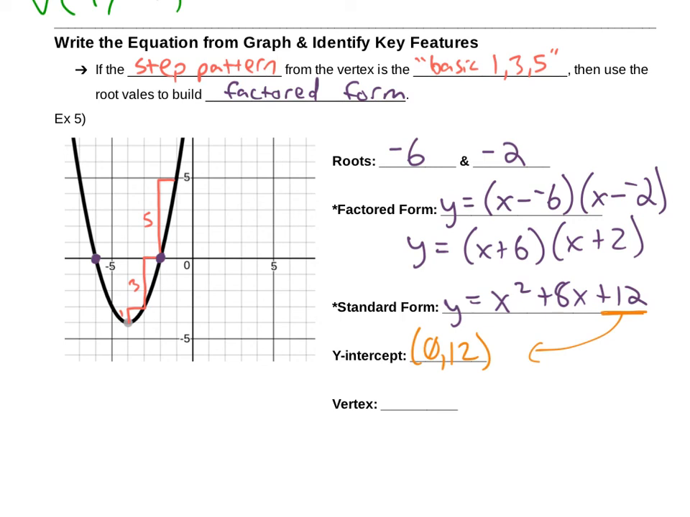And the last thing we can identify is the vertex straight from the graph. No equations or formulas to use. Just identify that coordinate right there. What is that going to be? 1, 2, 3, 4, negative 4. Negative 4.